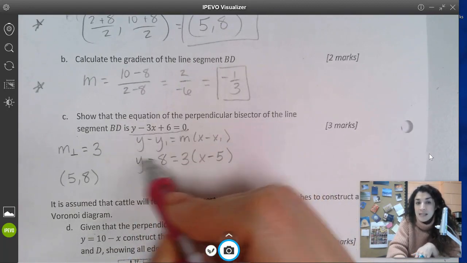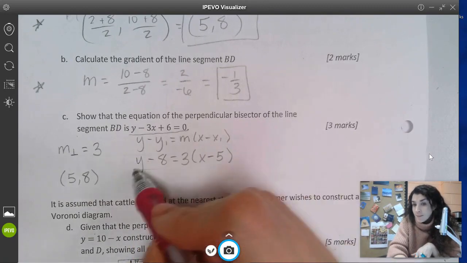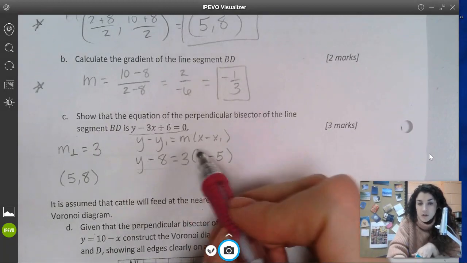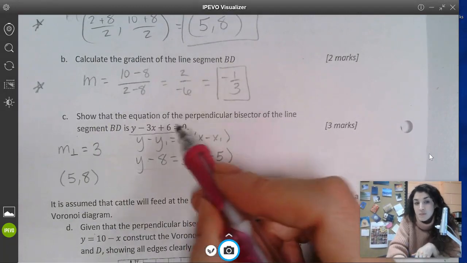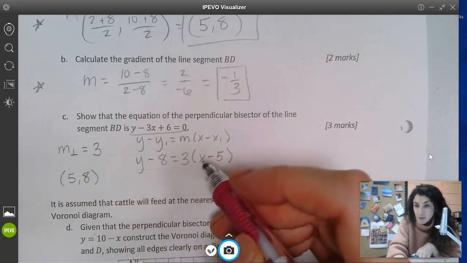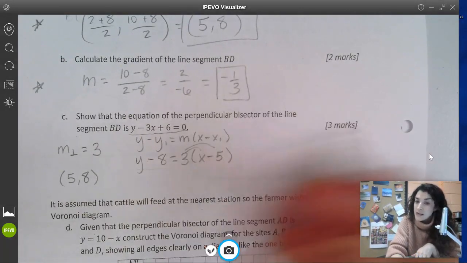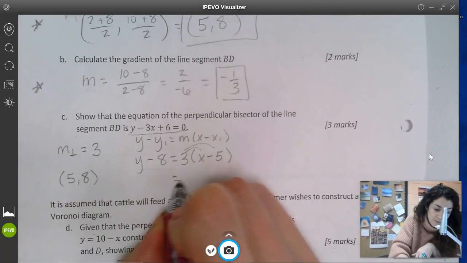So I want to try and manipulate the form that I already have right now to make it look like the form up here. So I noticed first that I don't have parentheses in my final form, and I do have parentheses right now. And the way that we would get rid of the parentheses is to distribute the 3, so then I don't need to have the parentheses there anymore.